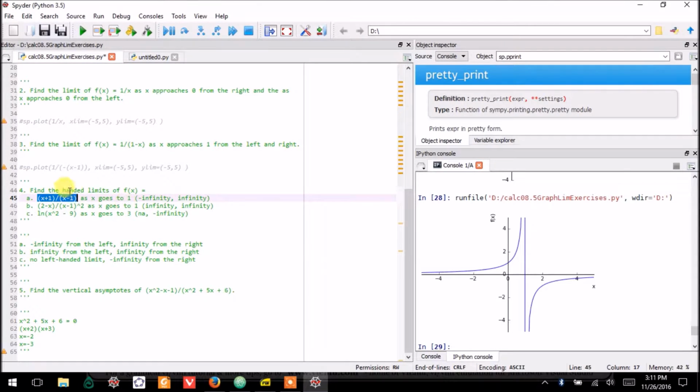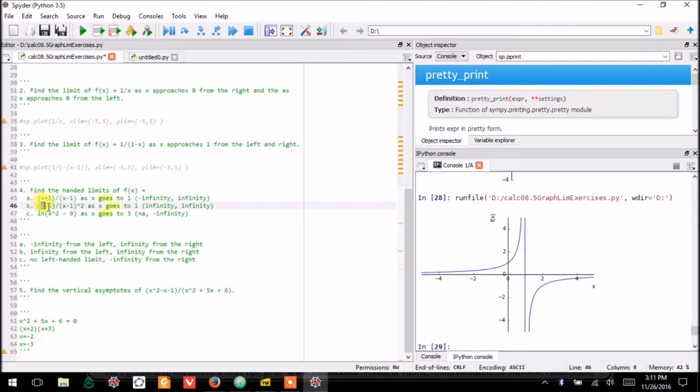Now what if we approach from the right? Well, in that case, this is still about 2, close to 2, and this will be some number close to 0, which is positive, so we will have a positive over a positive. That means that this goes to positive infinity as we approach from the right.